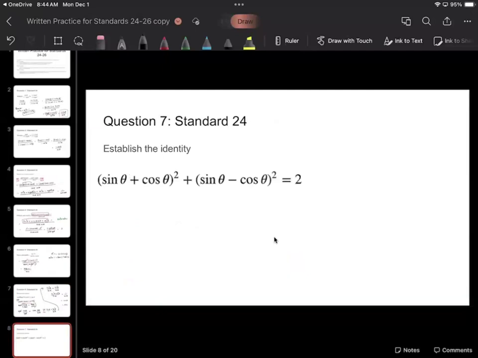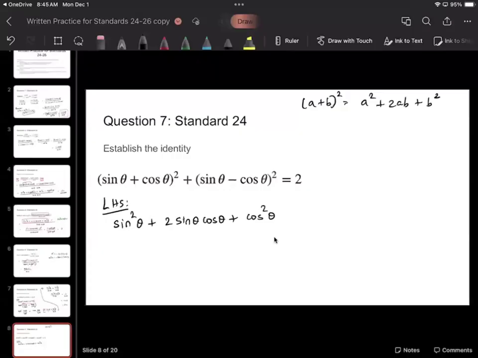So the same way, I'm going to start with the left-hand side here, and I'm going to keep working. So sine theta plus cosine theta the whole squared, when I expand it, I will get sine squared theta plus 2 sine theta cosine theta plus cosine squared theta. Here I'm just using the identity that a plus b the whole squared is a squared plus 2ab plus b squared. So this is the identity we are using.